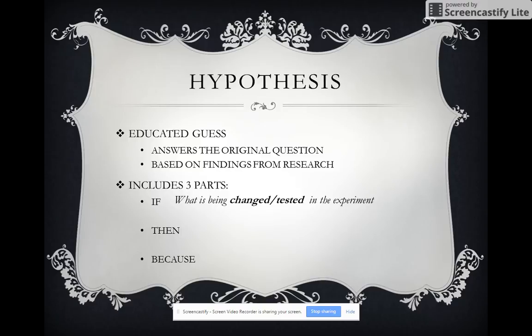The if statement is what is being changed or tested in the experiment. The then statement is what is being measured in the experiment. And finally, the because statement is based on research, why this experiment is going to work.